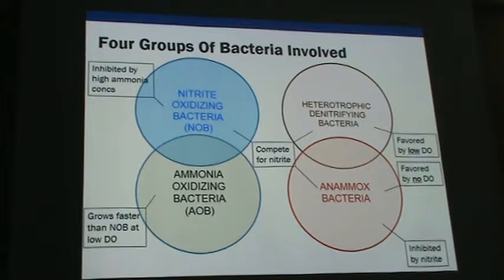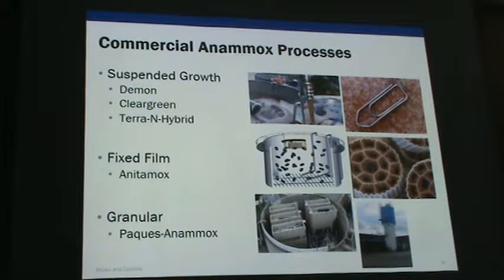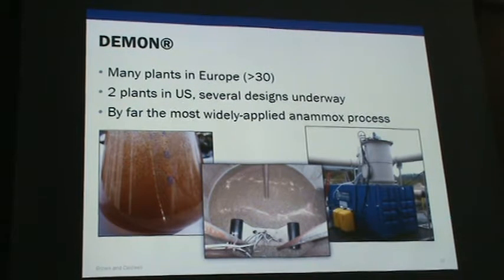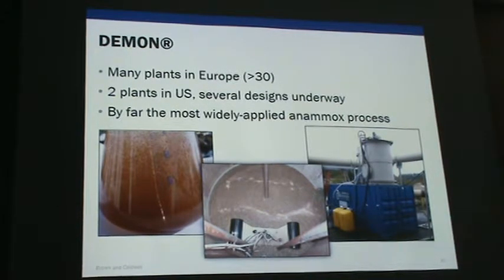So we'll come back to this later. So you've seen some of this before. Commercial Anammox processors are 3 types: suspended growth, fixed film, and granular. And the best example of the suspended growth is something we call the Demon system. And the red color is kind of interesting. If you recall, the demon is red, isn't it? It's demonic. So I think it was a very clever marketing selection of names for the technology.